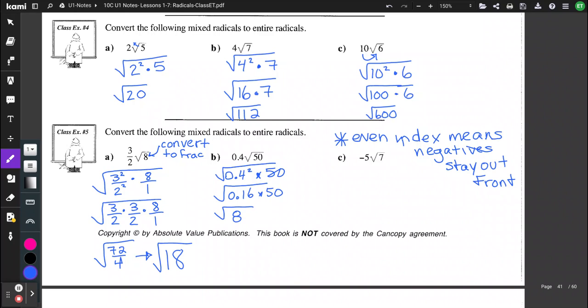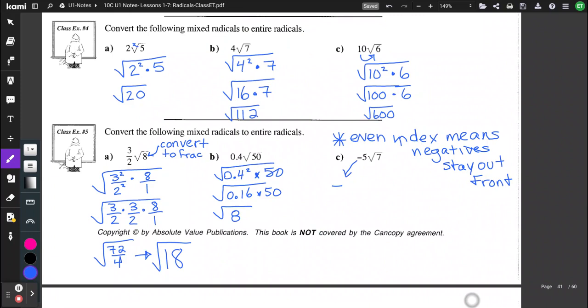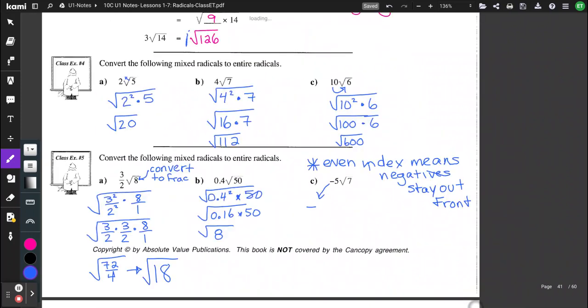So this guy's going to look like this. Negative. Okay, the negative sign's coming down. And now under my root sign, I'm going to have 5 squared times 7. Well, that's going to give me 25 times 7, which is 175. 175, and the negative is out front.